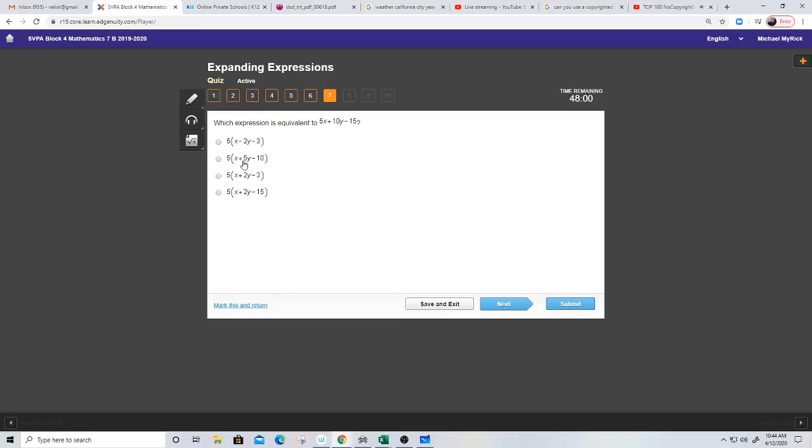That's a negative 2. Positive, positive, positive. Cannot be this one because that's a 5, so it's going to be one of these two. And then how do we get to negative 15? Well, we can't multiply 5 times the negative.